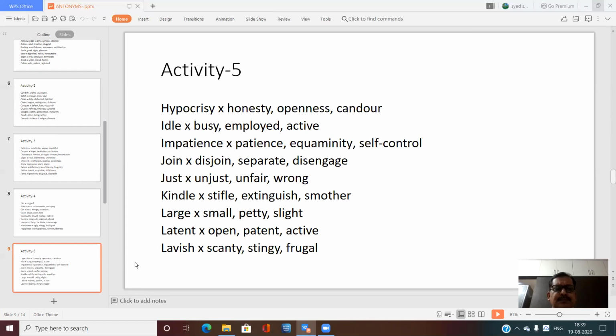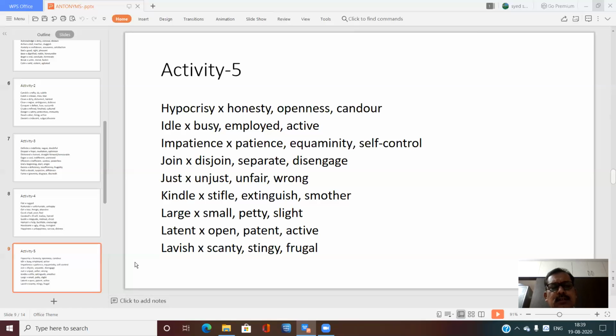Kindle. Opposite words: stifle, extinguish, smother. Kindle means light, that raises hope in the heart. Stifle means feeling breathless because of the confined space.